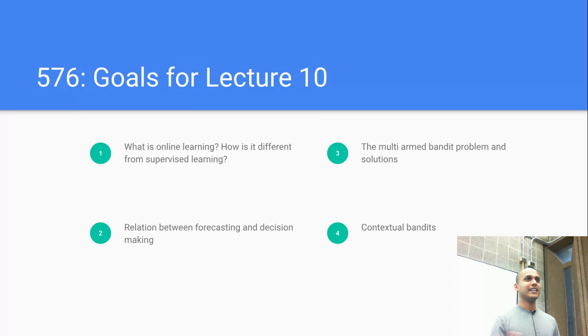There's not going to be a separate distinction of first learn something and then take decisions. For example, you could always build a forecasting model and then take a decision. But the style of online learning would be that you will try to learn enough so that you can actually take decisions simultaneously. So that's going to be slightly different from regular supervised learning. Okay. And the last part is going to be contextual bandits, which actually take into account features.